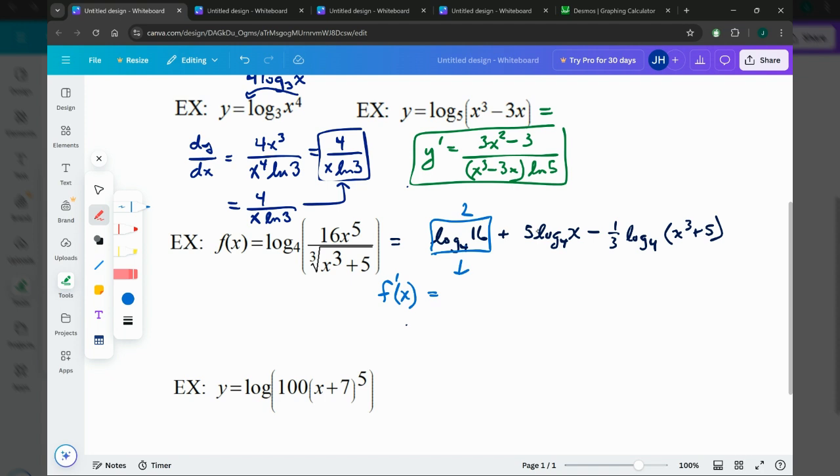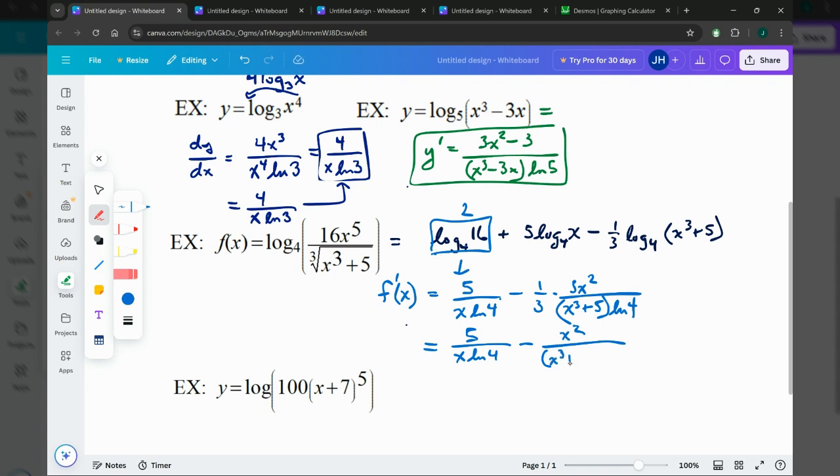The derivative of 5 log base 4 of x, normally with a logarithm, I would put 5 times 1 over x. But this is base 4, so I'm going to divide by the natural log of 4 on that term. Minus 1/3 times, put the derivative on the top, which is 3x squared, put the function on the bottom, which is x cubed plus 5. And since this has a base other than e, I'm going to divide by the natural log of 4. So the derivative here is 5 over x natural log of 4, minus the 3's cancel, and I get x squared over x cubed plus 5, all times the natural log of 4.